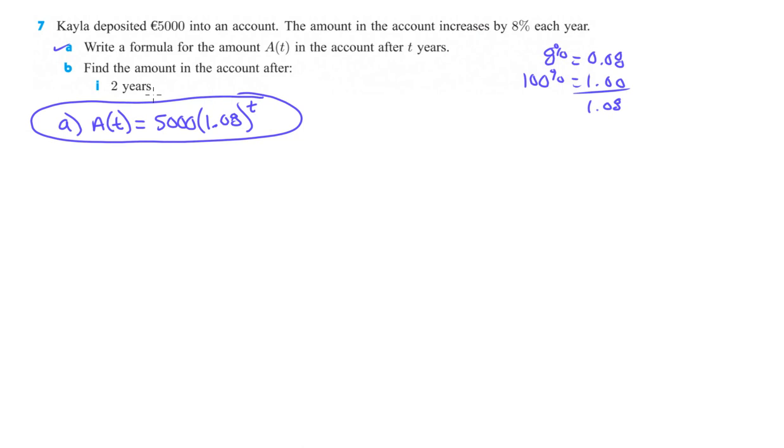Find the amount in the account after 2 years. So now we just put 2 in for t. So the amount after 2 years equals 5,000 times 1.08 to the second, and the amount for 2 years.